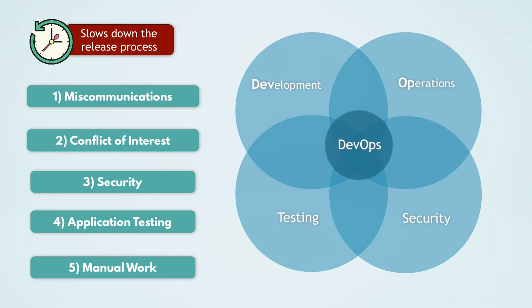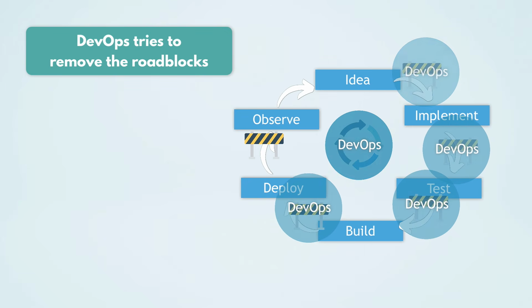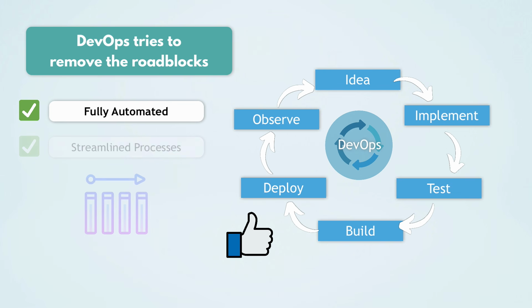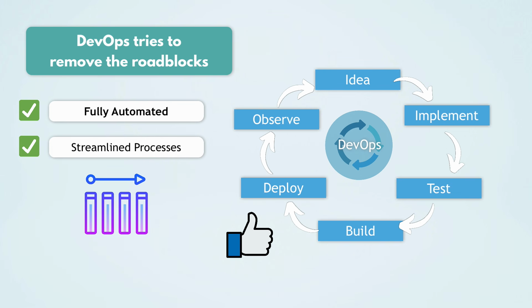And that's why, to understand DevOps, instead of focusing on the name and what it means, we're focusing on what it tries to achieve. DevOps tries to remove all these roadblocks and things that slow down the release process, whatever that may be. And instead of manual, inefficient processes, helps create fully automated, streamlined processes for release cycles.